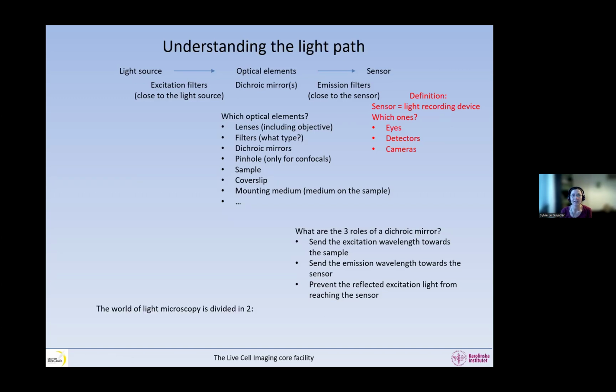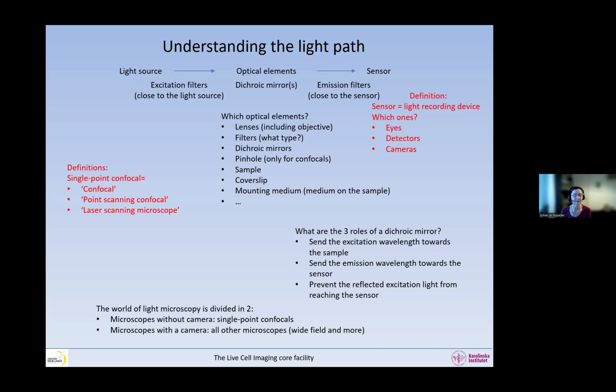So a very, very simple definition, let's say. The world of microscopy is divided only in two parts. The microscopes that do not have a camera, and these are single point confocals, and microscopes with a camera. And this is all the other microscopes, including wide field, including light sheets. So in that sense, it is quite simple. But these two are quite different, and we will have a look at them in more detail.